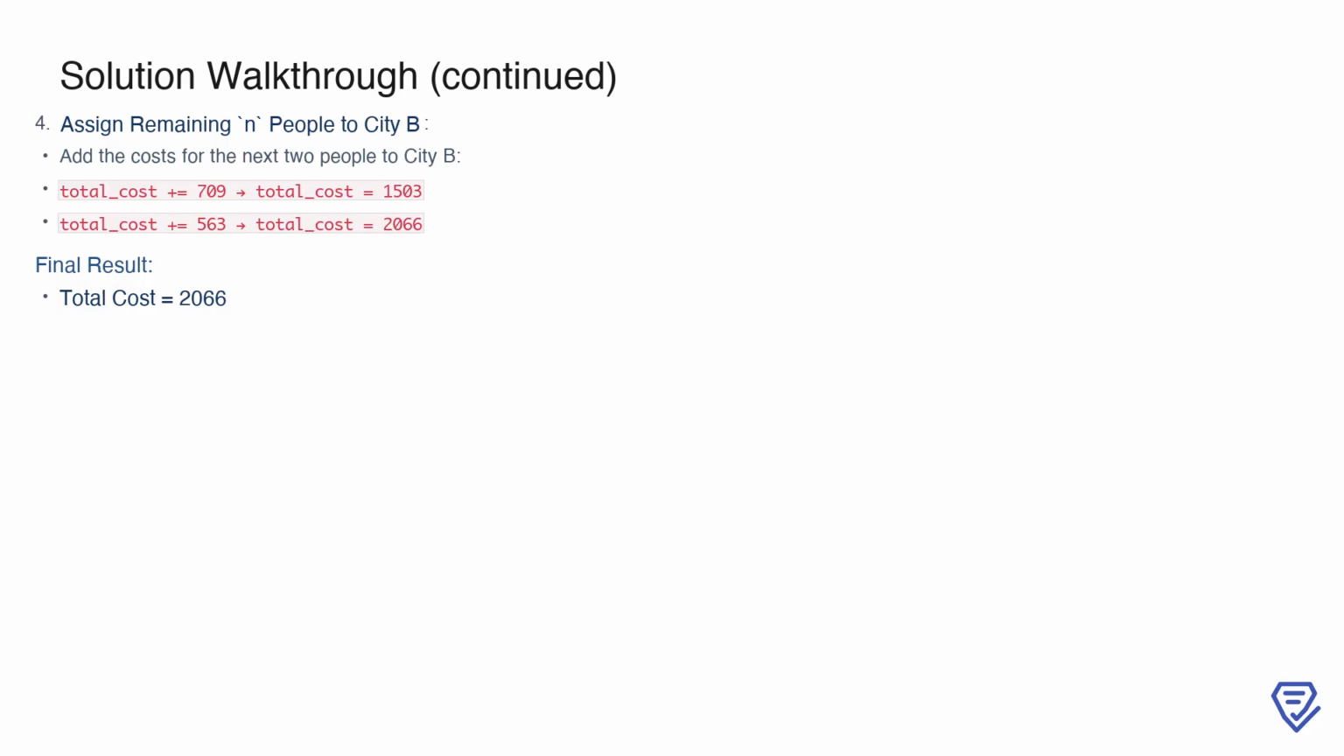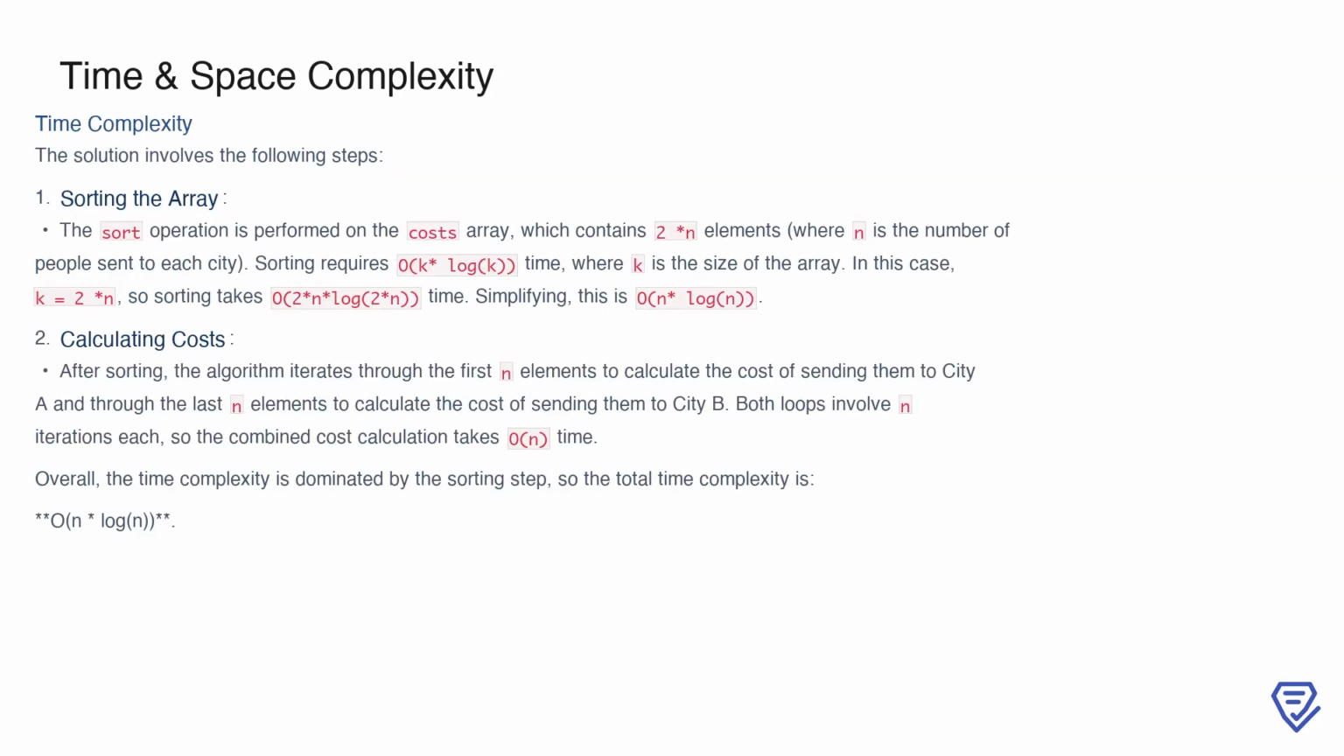overall cost. To analyze the time complexity of this solution, we start with the sorting step. The costs array, which contains 2n elements, needs to be sorted. Sorting such an array requires O(k log k) time, where k is the size of the array. Since k equals 2n, this simplifies to O(2n log 2n). Further simplification shows that the dominant term is O(n log n).